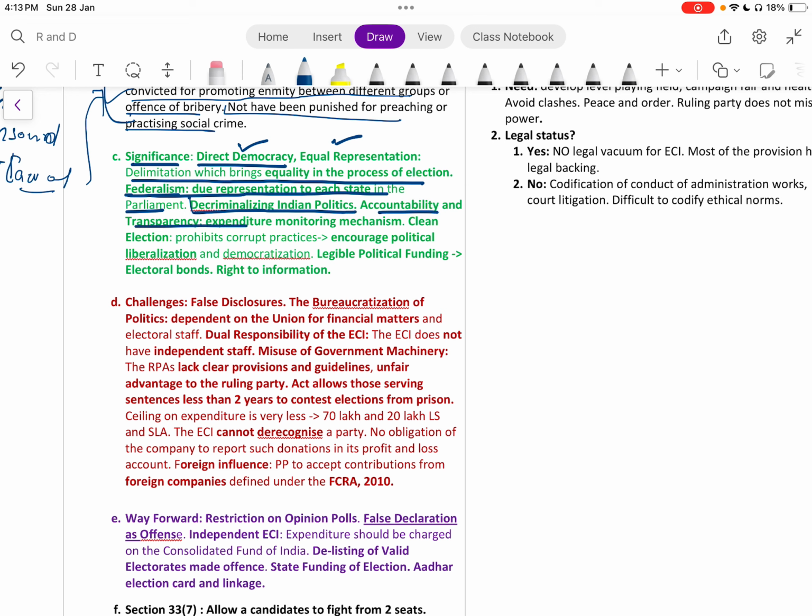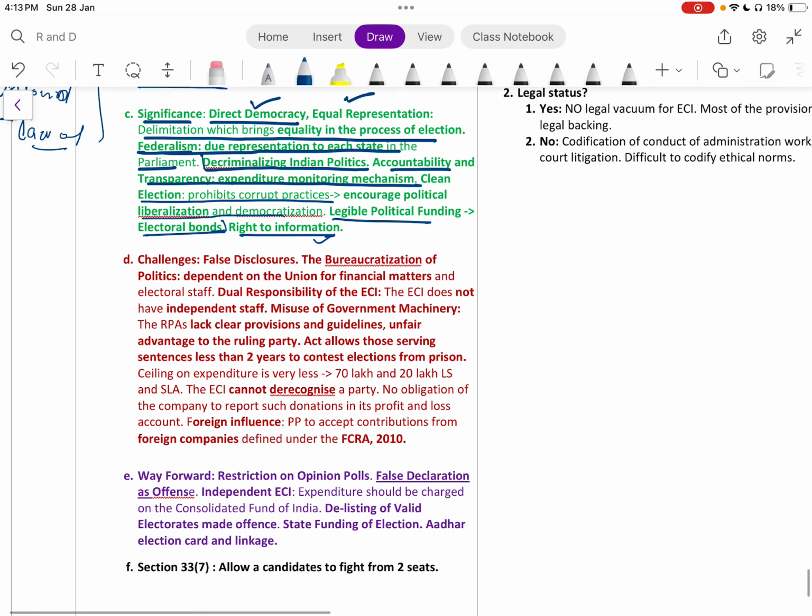Accountability and transparency, expenditure monitoring mechanism. Clean election prohibits corrupt practices. Encourage political liberalization and democratization. Legible political funding through electoral bond and right to information. Okay. What are the challenges?